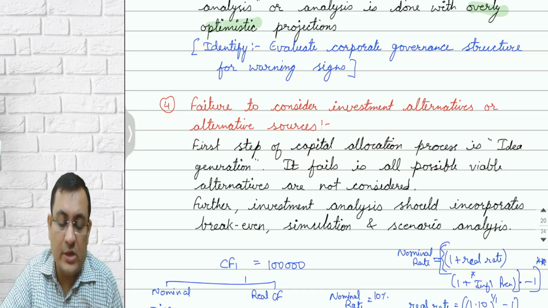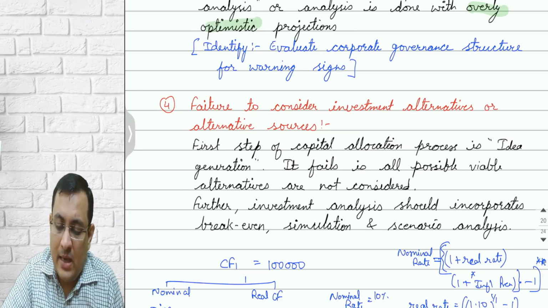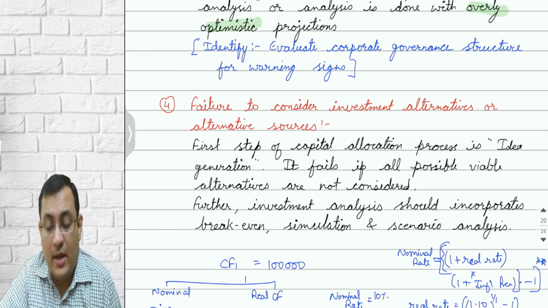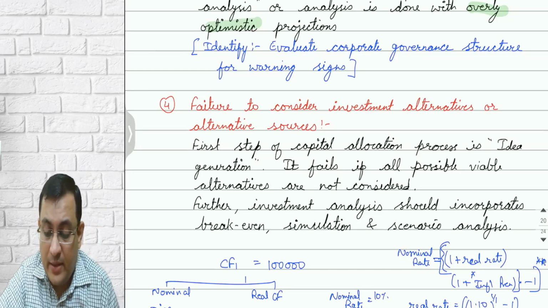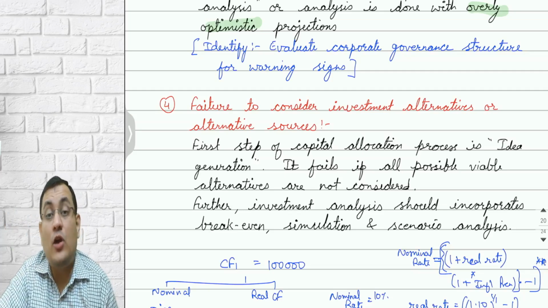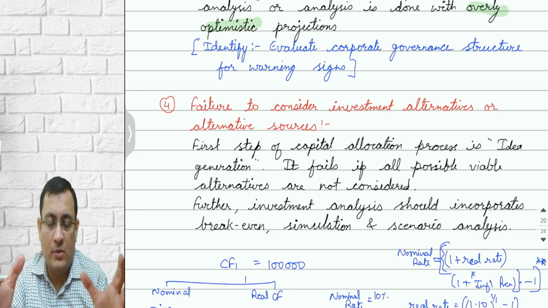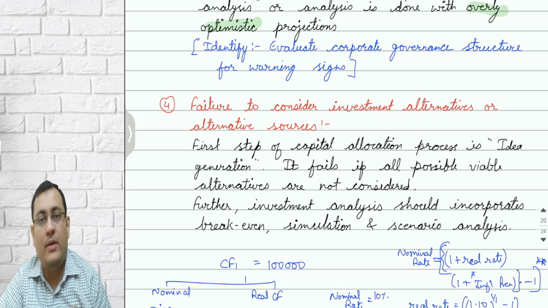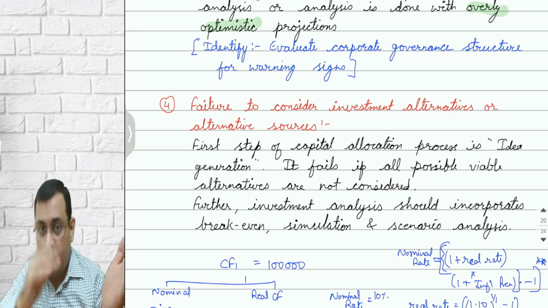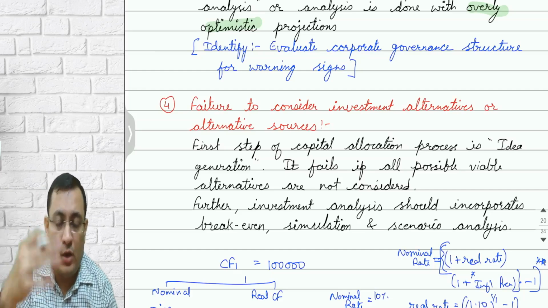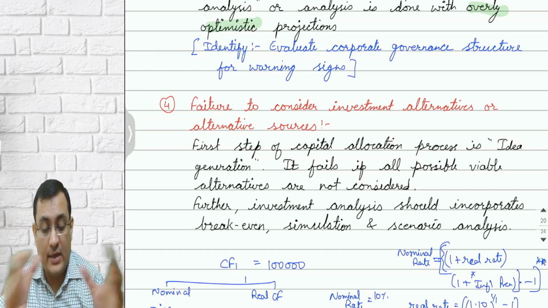The first step of the capital allocation process is idea generation. It fails if all possible viable alternatives are not considered. Further, capital analysis should incorporate break-even analysis, simulation, and scenario analysis. So it should not be fixed numbers, fixed analysis. It should be more dynamic, considering break-even analysis, various scenarios, positive as well as negative, and we should be simulating what will be the impact on selling price or volume or cost structure while doing the complete analysis.